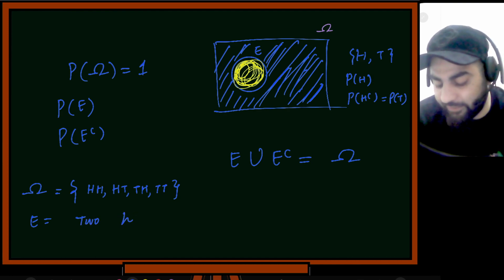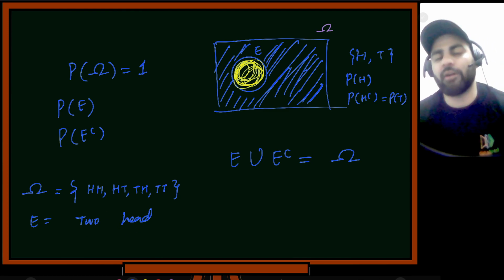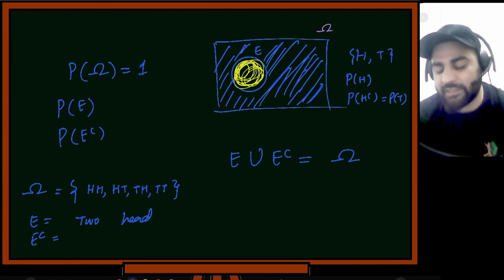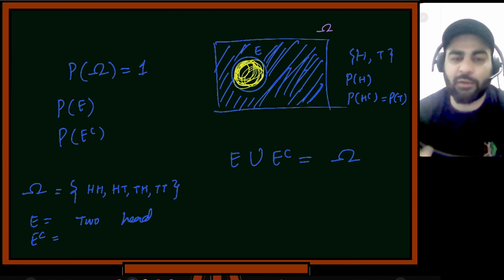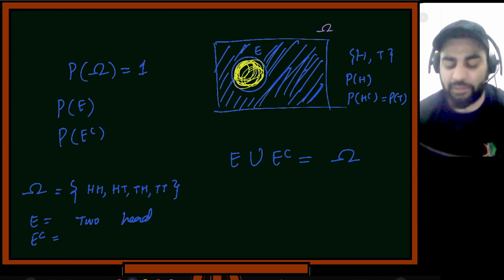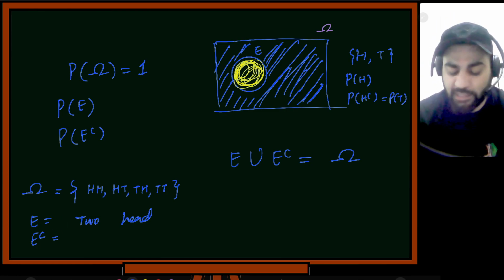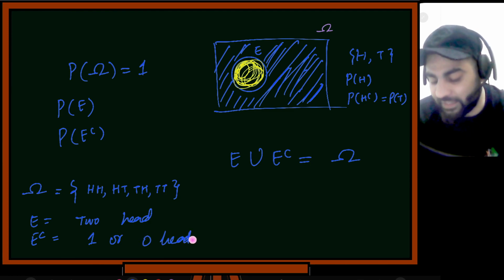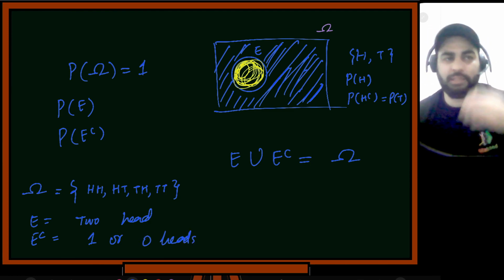Two heads is the event. So what is the chance of two heads? If I ask what is E complement, E complement basically means either one head or no head. So if E is two heads, E complement is one or zero heads. That's E complement.